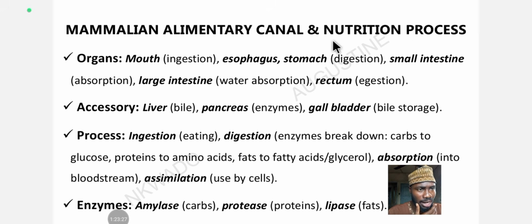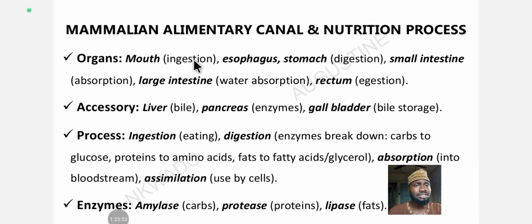Now let's look at the mammalian alimentary canal. I have to be very, very fast, so ensure you are writing, ensure you are making your notes. The mammalian alimentary canal and the nutritional processes involved in it. The alimentary canal is the digestive system of mammals. The organs found include the mouth, which is used for ingestion. Food is put into the digestive system through the mouth.